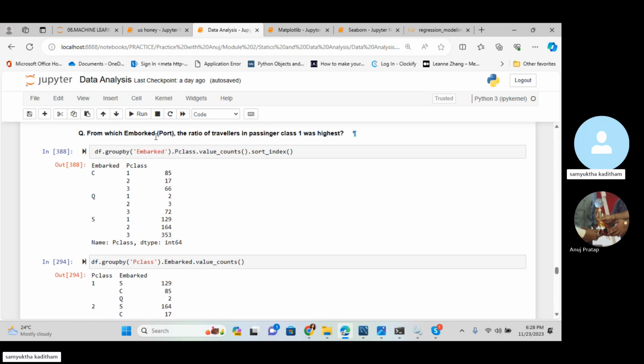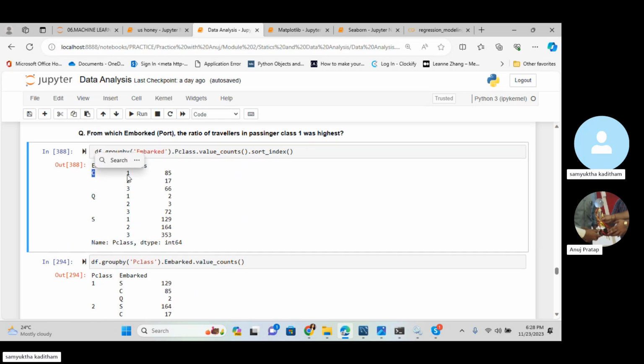So from which embarked port? We have to group by embarked port. Then in each embarked port there are three classes. The people who came from S port, there are again three classes of people. The people who started from Q port, also three classes of people came. So each embarked port has three classes: one, two, three.